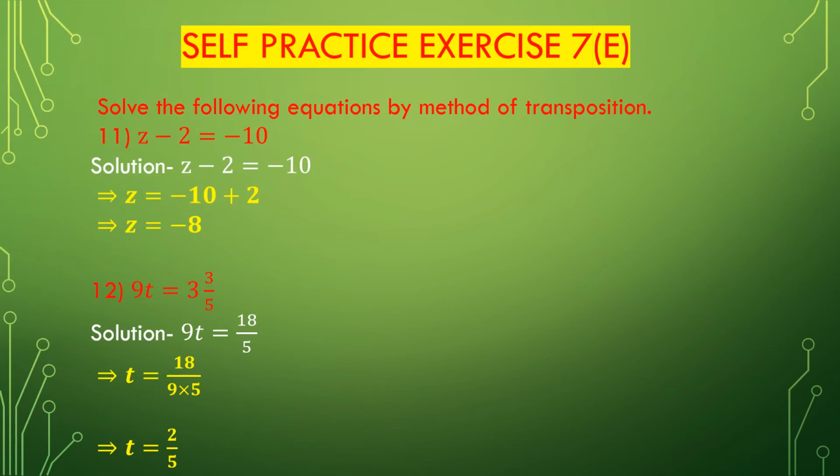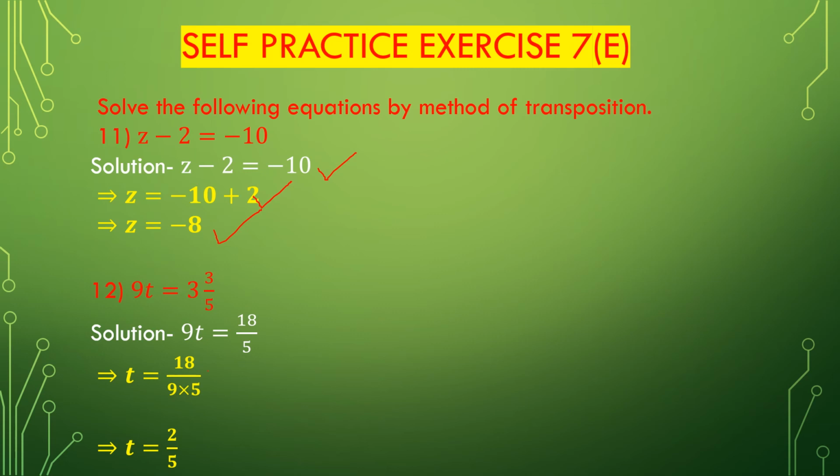Now we solve question number 11. Question number 11 is z minus 2 equal to minus 10. This is the equation given and we have to solve the value for the variable z. On the left hand side z minus 2 is given, so this minus 2 is transposed to the right hand side, then minus 2 changes to plus 2. Then z equal to 2 minus 10, and z equal to minus 8. The value of the variable z is minus 8.